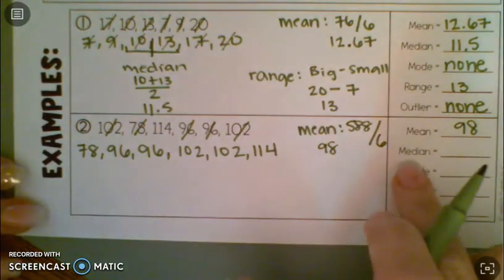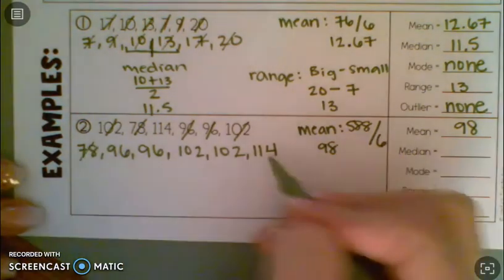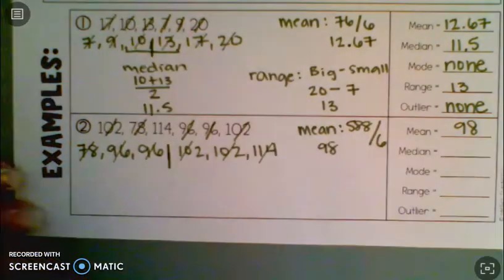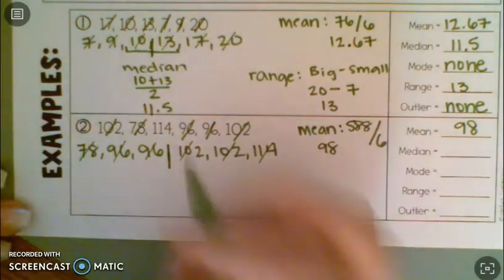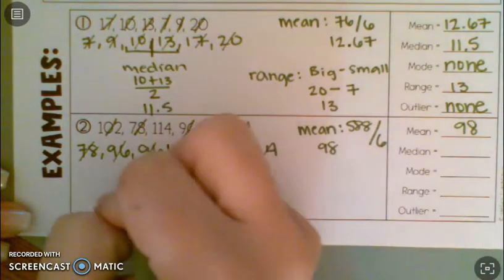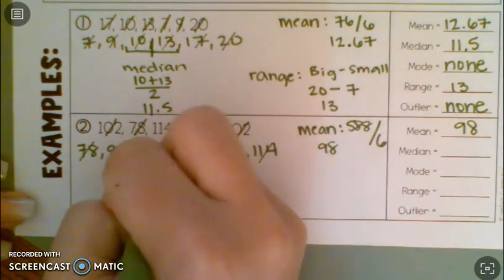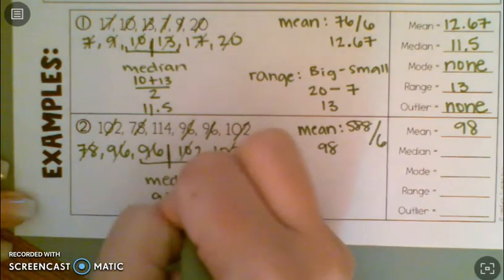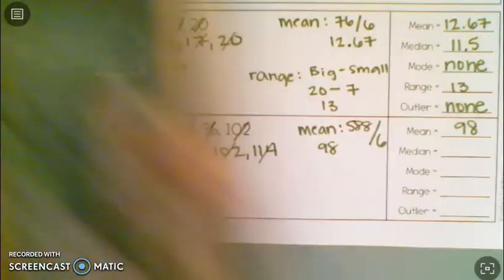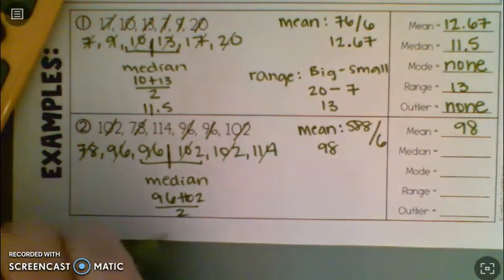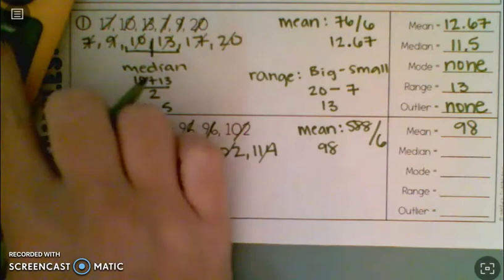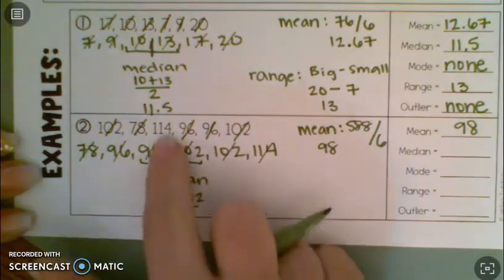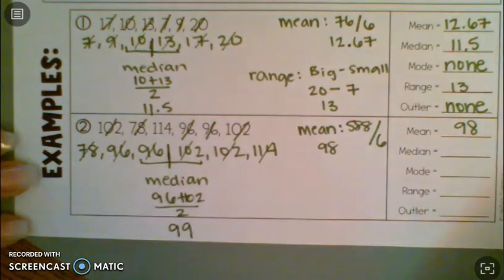Okay, the next thing is the median. Remember, that's the middle number. So 1 and 1, outside, outside, inside, inside. Again, there's not actually a middle number. If there was, you would just put it, but there isn't. So for the median, we have to do 96 plus 102 and divide by 2 because there's two numbers. So 96 plus 102 gives me 198. Divide by 2 is 99. So that would be the middle number. So 99 is the median.